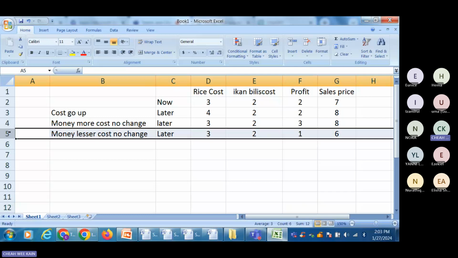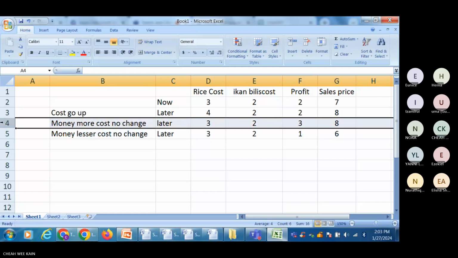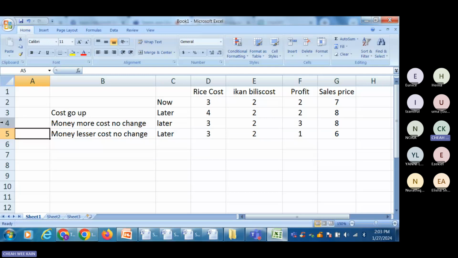People got no money to buy at 8 ringgit. They only got money to buy at 6 ringgit. Is that understood? That's why you have inflation when money is more, and you will have deflation when money is lesser. Is that understood, Mr. Meru? Yes. You're sure?